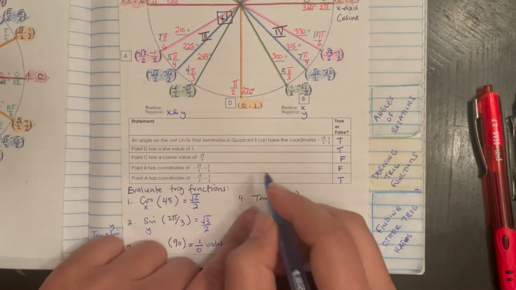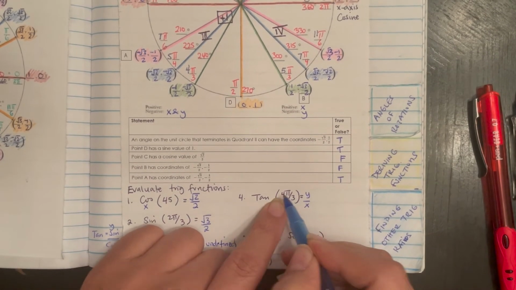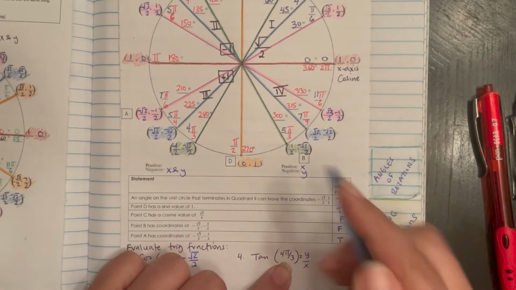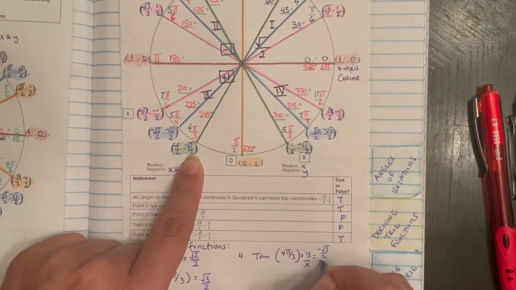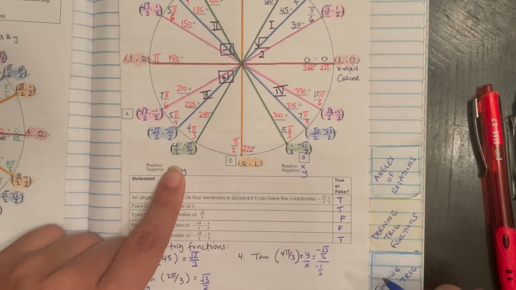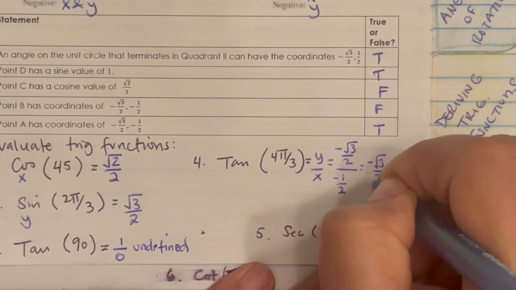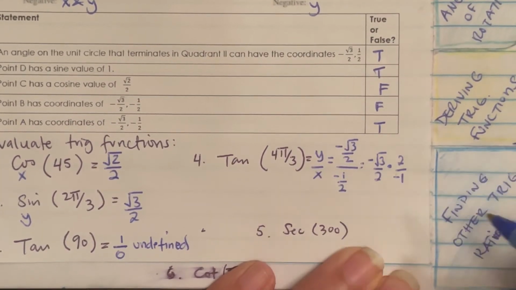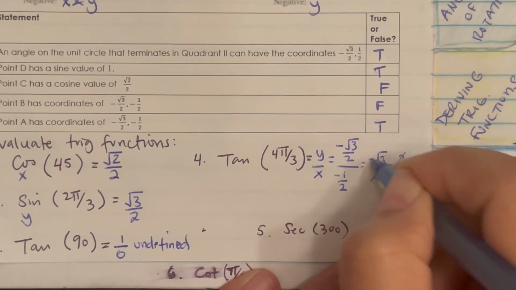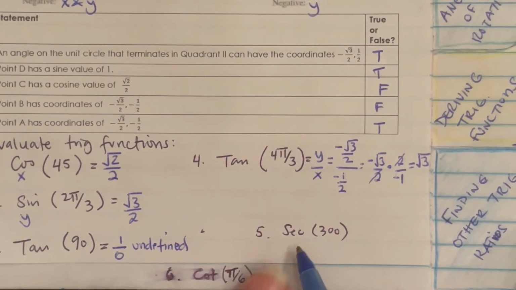All right, tan again, same thing. So remember, it's y over x. So what is the y value at 4 pi over 3? Go to your unit circle, 4 pi over 3. Your y value is negative radical 3 over 2. Your x value is negative 1/2. Now, anytime you have fractions, I like to do a keep, change, flip. So you keep the first thing, you change the division to multiplication, and you flip the denominator. Then you just multiply the numerators and multiply the denominators. So that simplifies to radical 3.